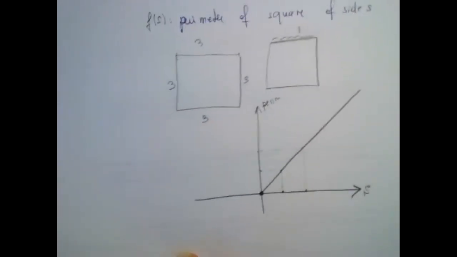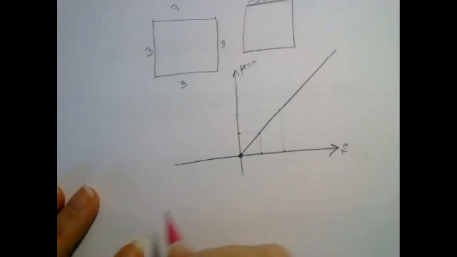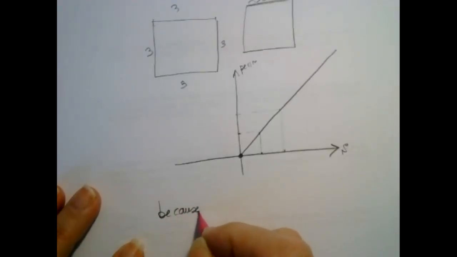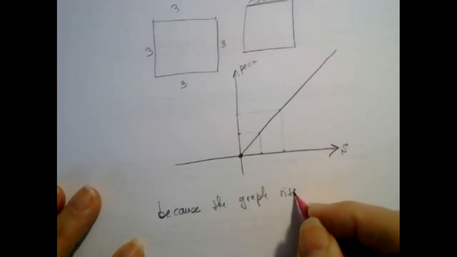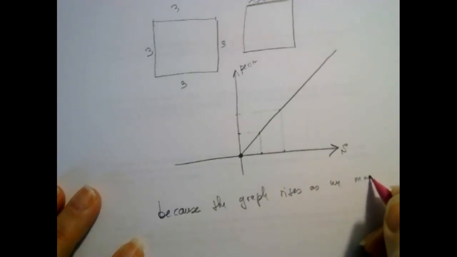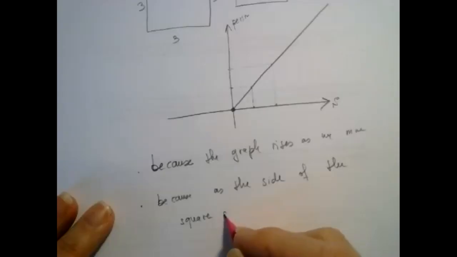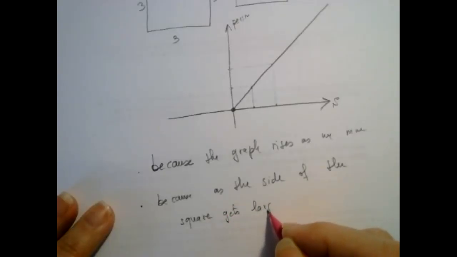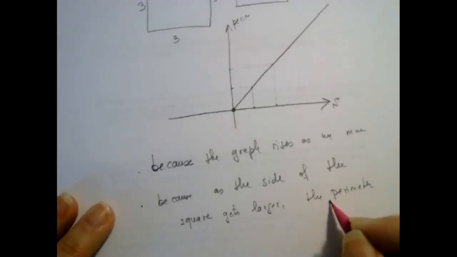How do you want us to write that down for when we answer it on the quiz? F is increasing because if you graph it, the graph rises as you move from left to right. Or you can say, which is actually what's happening, as the side of the square gets larger, the side is the input, what will get larger? The perimeter gets larger.